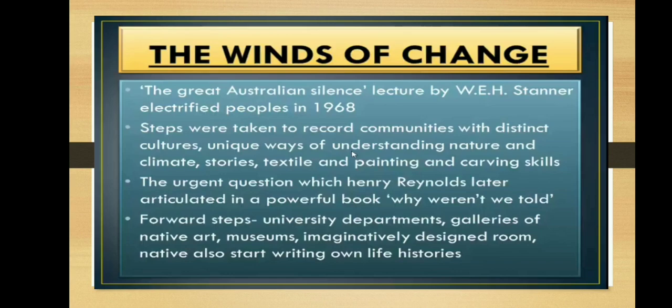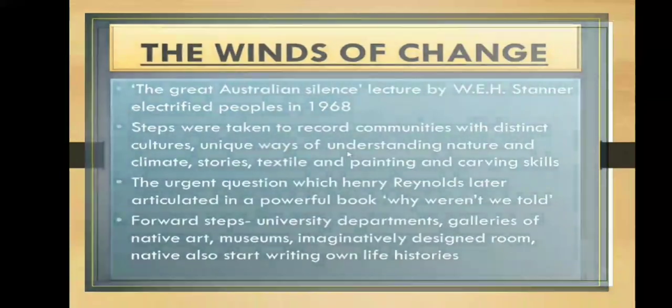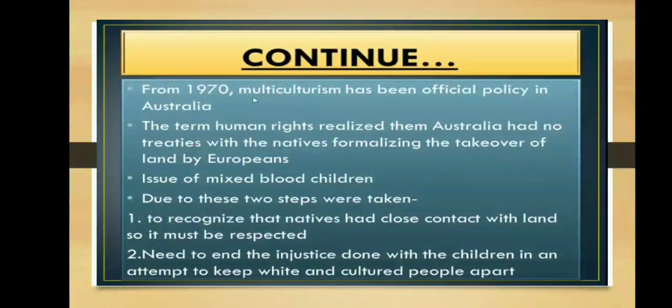Steps were also taken to record communities with distinct cultures, unique ways of understanding nature, climate, stories, textile and painting, and carving skills. The urgent question, which Henry Reynolds later articulated in a powerful book, was Why Weren't We Told? After that, university departments, galleries of native art, and museums were set up, and natives also started writing about their own lives and their own histories. From 1970, multiculturalism has been official policy in Australia.